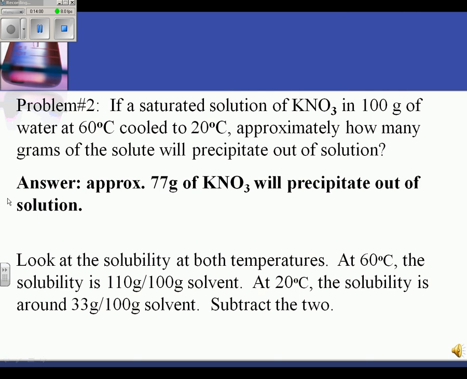The answer to problem 2 is approximately 77 grams of potassium nitrate will precipitate out of the solution. What you have to do to answer this problem correctly is remember that solubility is that maximum amount that can be dissolved in a solution, that saturated solution. So you look at both temperatures. At 60 degrees C, the maximum amount that can be dissolved is 110 grams per 100 grams of solvent. At 20 degrees, the solubility is only 33 grams per 100 grams of solvent. So as that is cooled down, whatever will not fit, that's below its solubility, will fall out and become a precipitate. So you look at those two solubilities and you subtract the two.